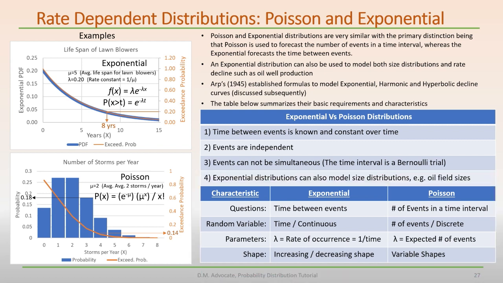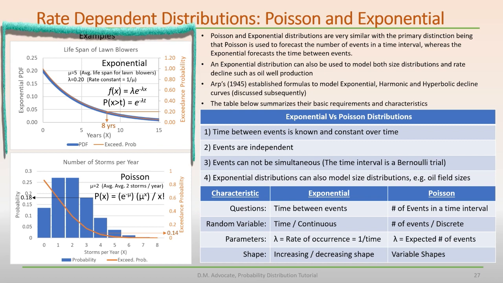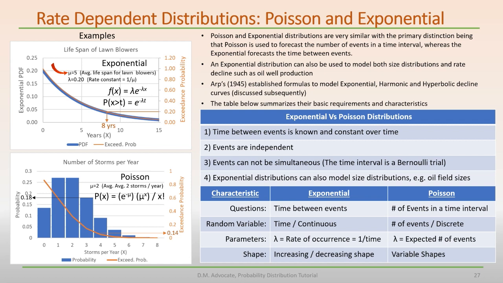As already mentioned, exponential distributions ask about the time between events, whereas Poisson asks about the number of events in a time period. As an example of an exponential, let's consider the lifespan of a lawn blower, where the average lifespan is 5 years. We can calculate the rate constant, lambda, as 1 over the average lifespan, mu, equaling 0.2, and plug this into the exponential formula to evaluate values of x, which in this case is years.